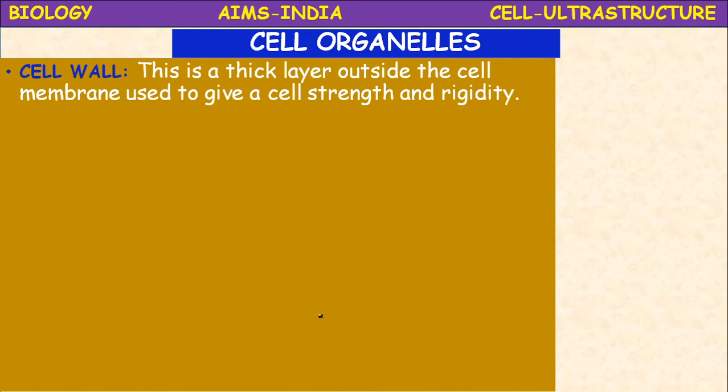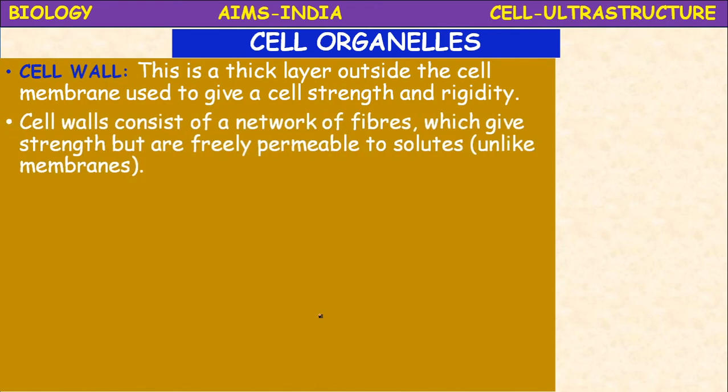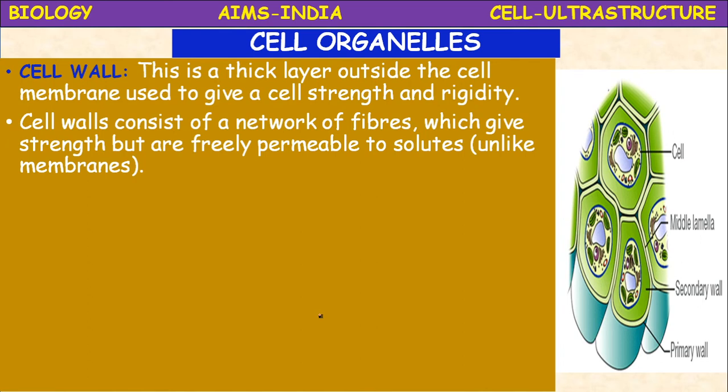It is a very thick outer layer, present outside the cell membrane, which means beneath the cell wall the cell membrane is present in plant cells. The cell wall consists of a network of fibers which give strength but are freely permeable to solutes, unlike the cell membrane. The cell wall consists of a middle lamella, secondary wall, and a primary wall. These are the three main structures present in the cell wall.